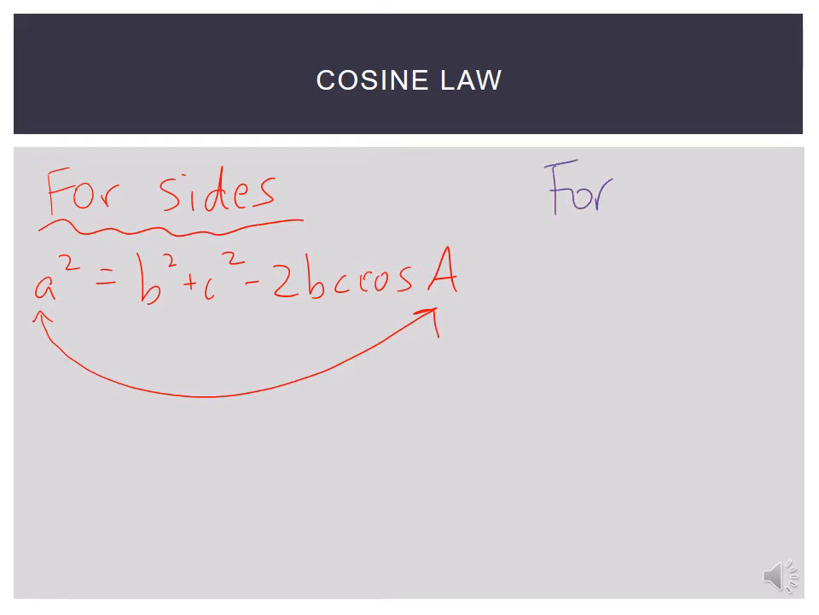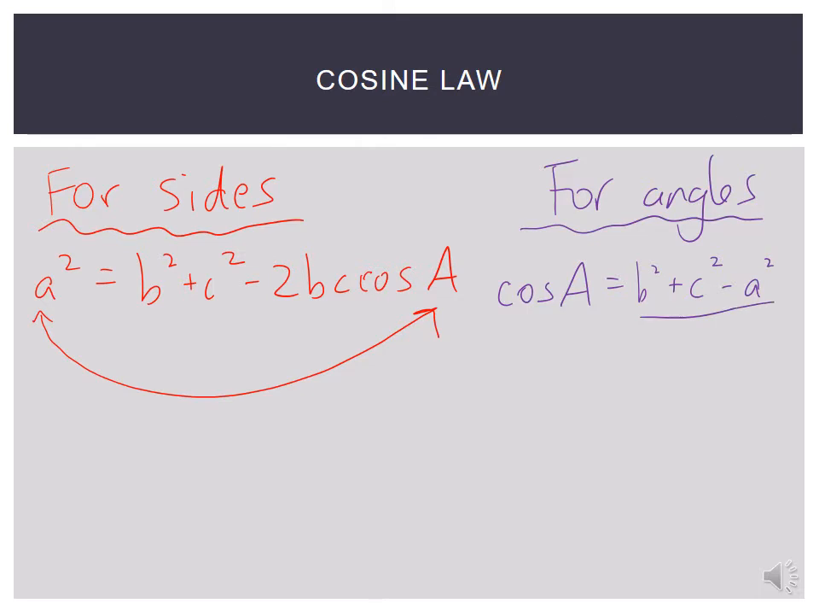For angles, cos A equals b squared plus c squared minus a squared, all divided by 2bc. Very similar pattern. This letter right here that you're looking for has to match the letter on the back end, which is being subtracted. Everything else is interchangeable.